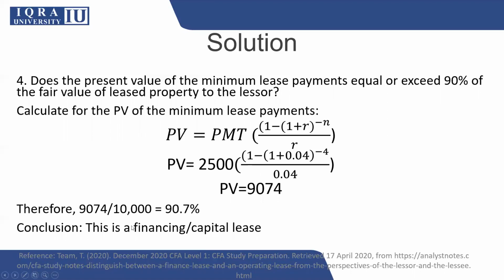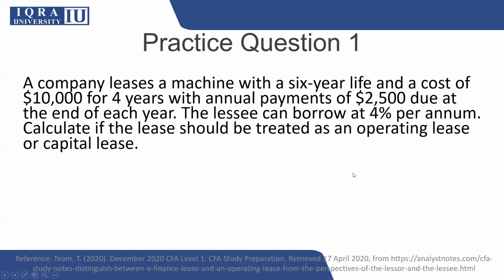If you remember the question, the total estimated cost was 10,000. The present value of the annuity payment is coming to 9,074. If you convert this information into a percentage, it is more than 90%. It means that this condition is being met. And since this last condition is met by the lease term, we can consider this lease situation as a capital lease.